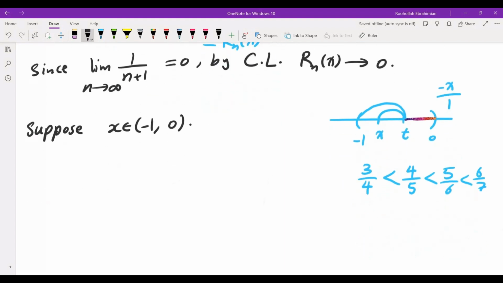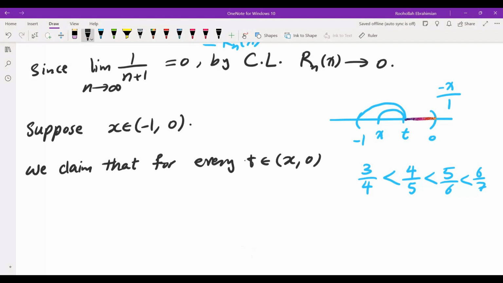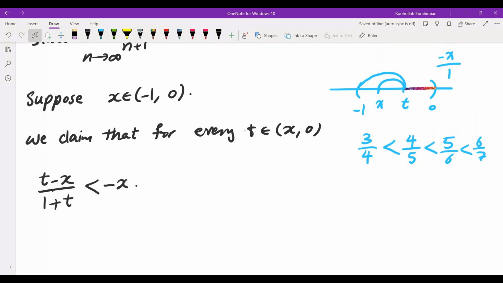So we claim that for every t between x and 0, if you look at the fraction, x minus t is negative, so I will have to do t minus x over 1 plus t. This fraction is in fact less than negative x. So how do we prove this one? We are going to just do it by cross multiplying and seeing what we get.